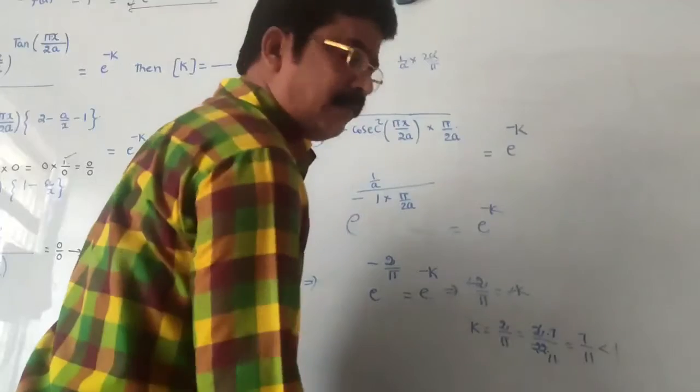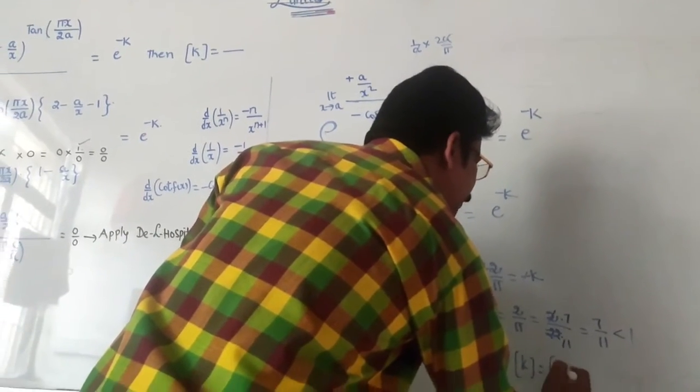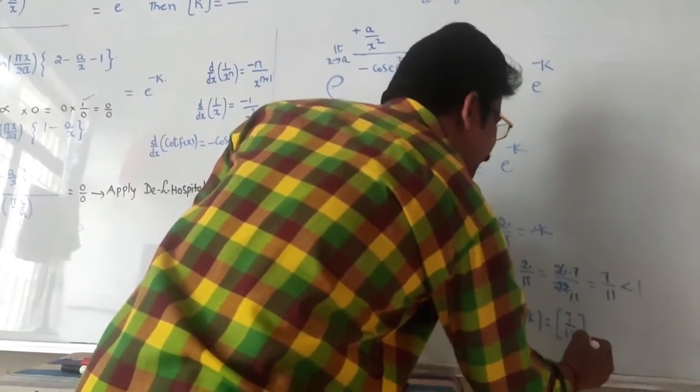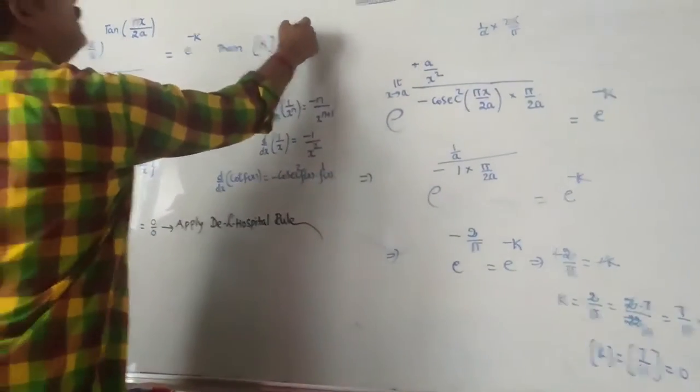Of course it is less than 1. So therefore the box of k is equal to the box of 7 by 11, that is equal to 0. So therefore the answer is 0.